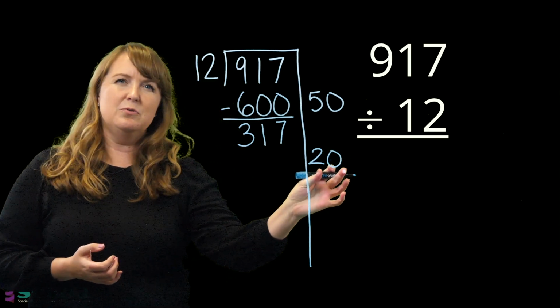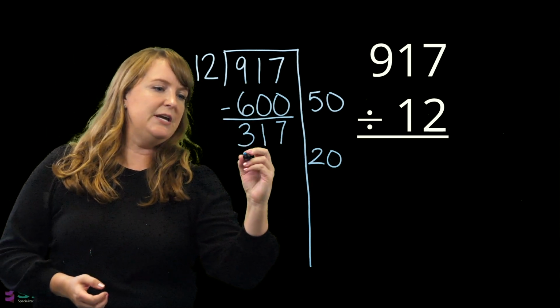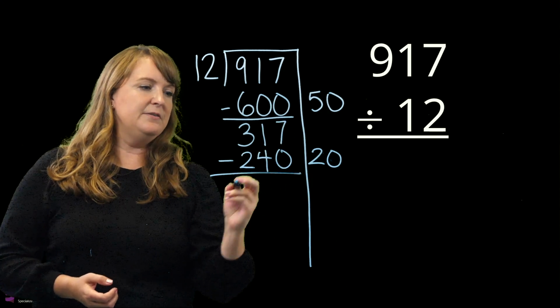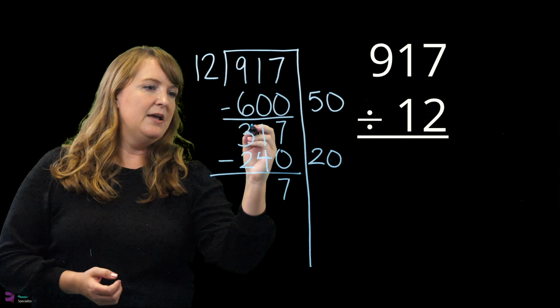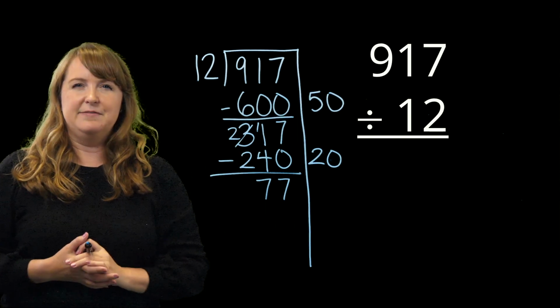So I'm going to write the partial quotient over there. Then I'm going to do the multiplication. 12 times 20 is 240. And then I subtract 317 minus 240. So 7 minus 0 is 7. Here I'm going to regroup. All right. And now I have 77.